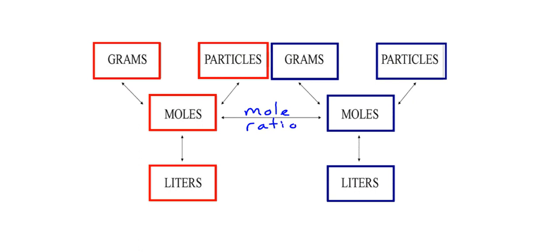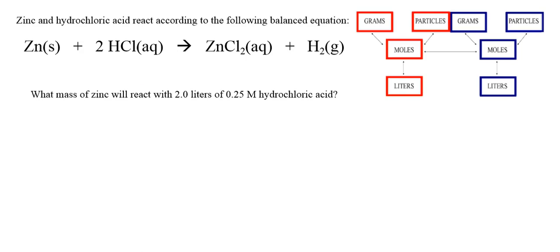So let's take a look at how we can use our flowchart that we have utilized many, many times with some equations and questions that might look a little new to us. First question, it says that zinc and hydrochloric acid react according to the following balanced equation. What mass of zinc will react with 2 liters of 0.25 molar hydrochloric acid? This is very important to organize your information. So let's do that. It says what mass will react of zinc? So that is my question.